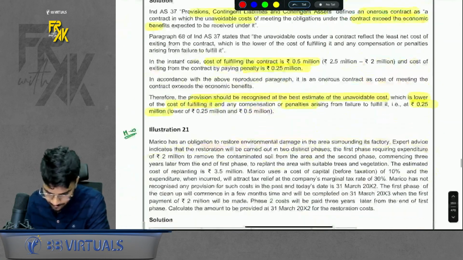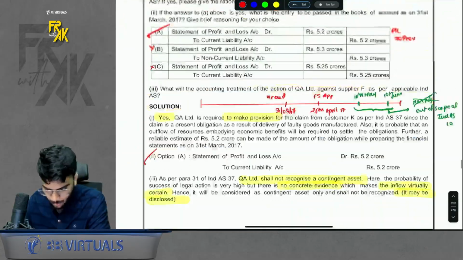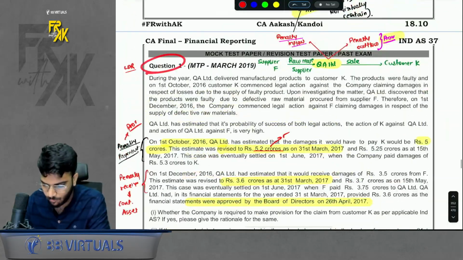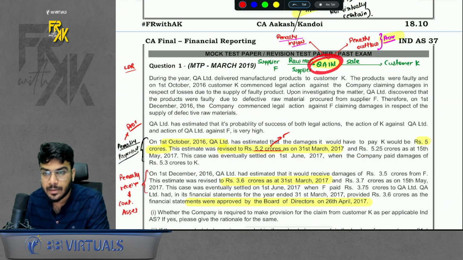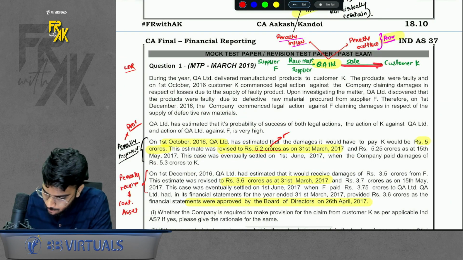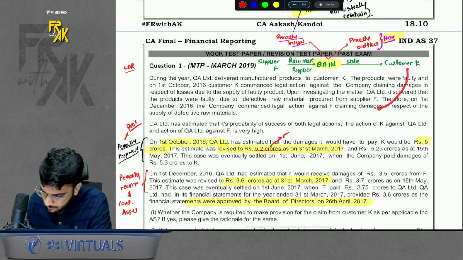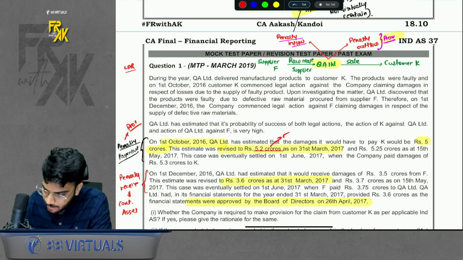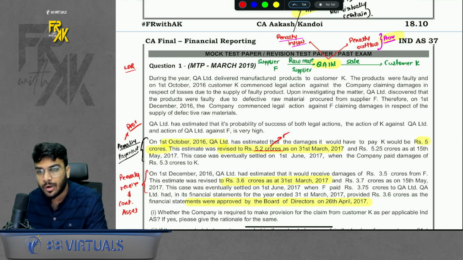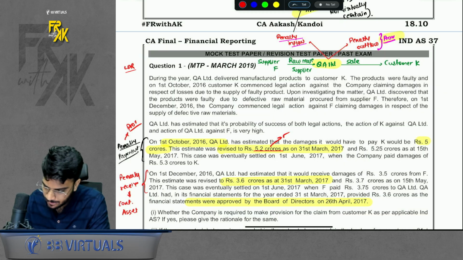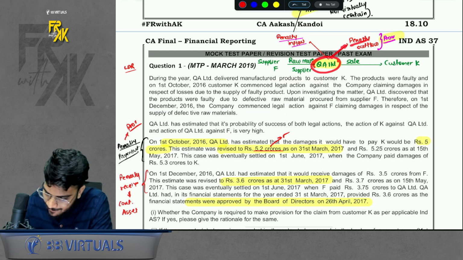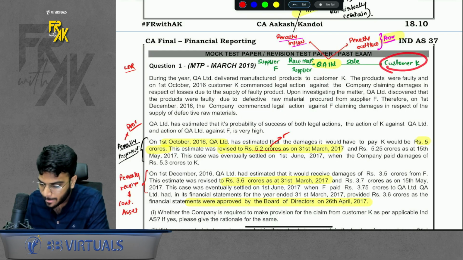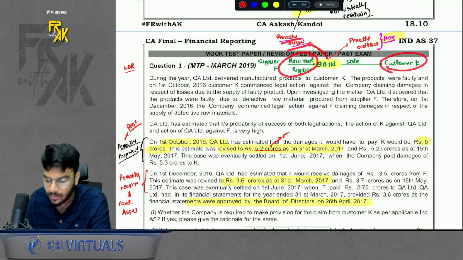Anyways, then the next good question is, I guess, question number 1 of MTP RTP. What is happening here? See, there is a company QA Limited. So it sold something to a customer. The customer filed a case against QA because the product was faulty. QA discovered that the product was faulty not from its end, it was faulty from the supplier's end. So QA in turn filed a case on the supplier. So basically, if we talk about QA, on one hand it will have to make a penalty outflow to the customer. On the other hand, it will receive a penalty inflow from the supplier.